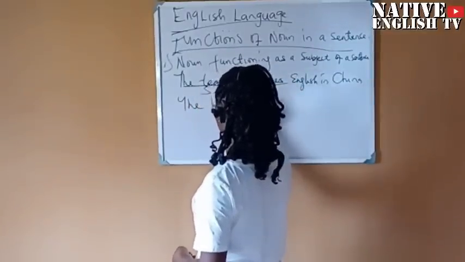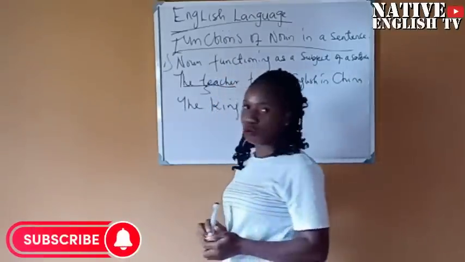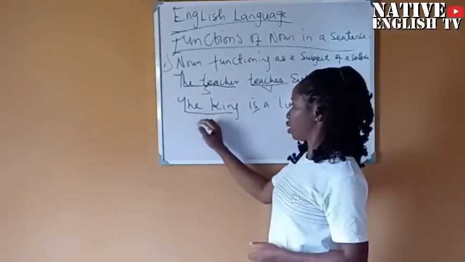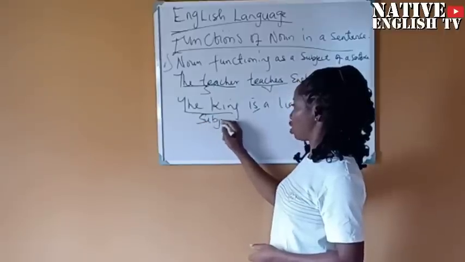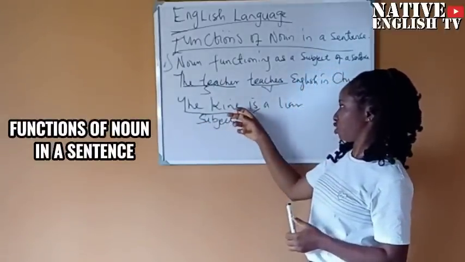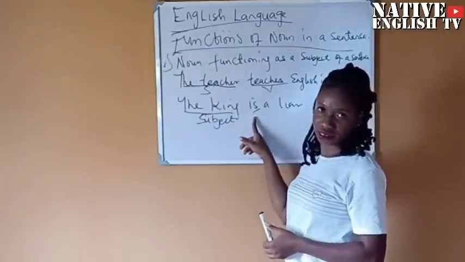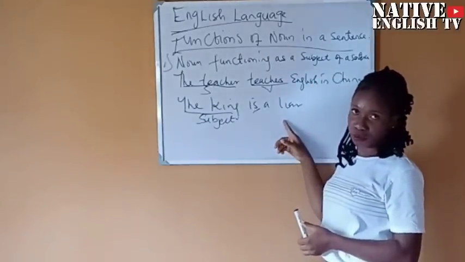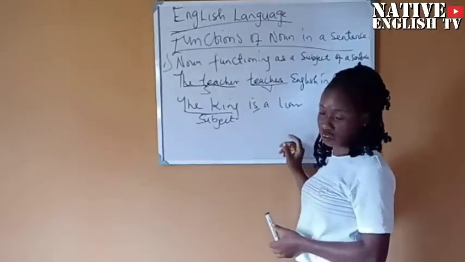The king is a liar. Who performs the action? The king, which is the subject of the sentence, because it counts as the initial word position, and it performs the action of the verb is. Liar is not a verb, but rather is also what? A noun. Do you understand?